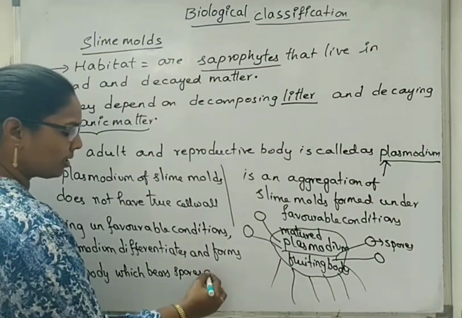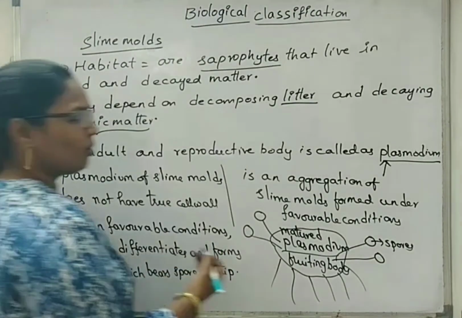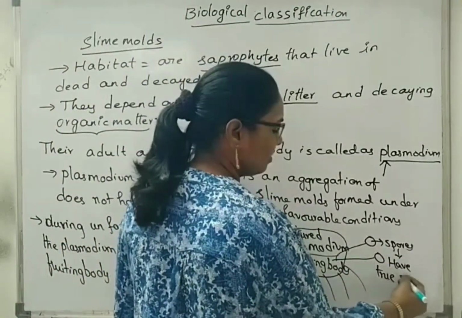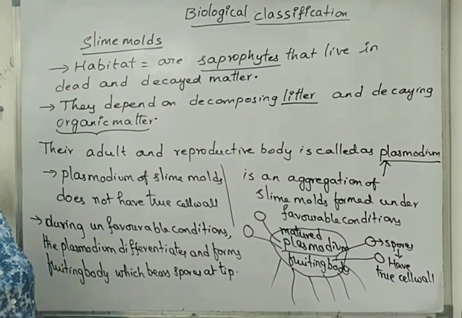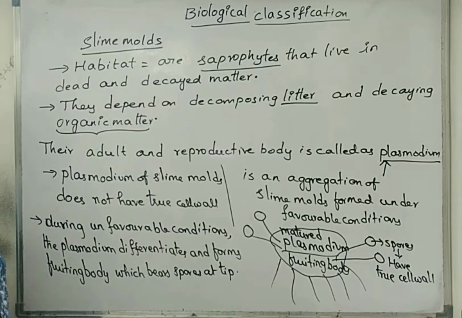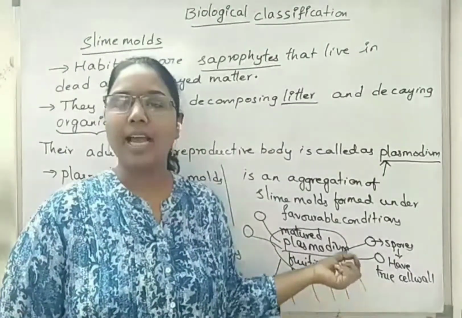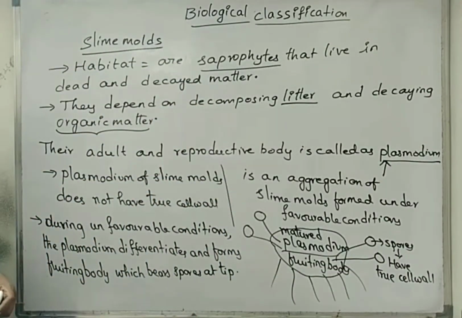Now, these spores are at the tip of the fruiting body. These spores have a true cell wall. An adult plasmodium of the slime molds will not have a true cell wall, but the spores that are formed during unfavorable conditions have a true cell wall. This is an important point to remember. So what is the use of the cell wall? The cell wall helps the spores to overcome adverse conditions or abnormal situations. That is the use of the cell wall on the spores.